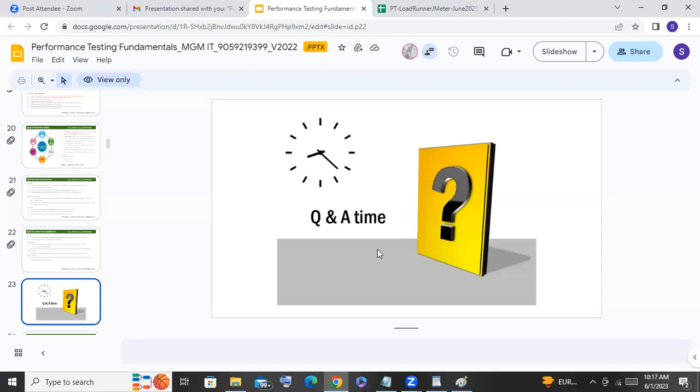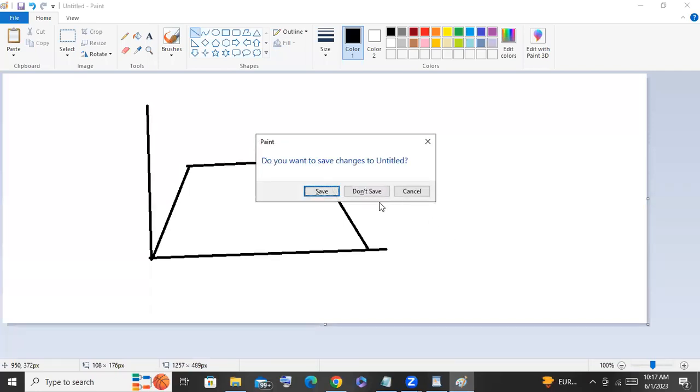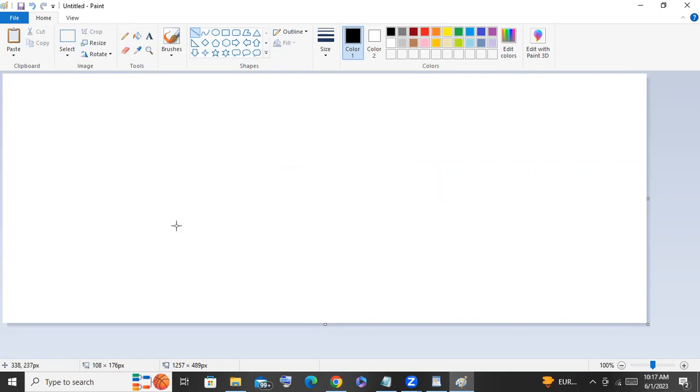Shyam, can you show the reliability testing graph and the capacity testing graph, how they will look? Yeah, the capacity testing graph is the first graph that I have shown. Let me do that again. So this is the capacity testing graph.